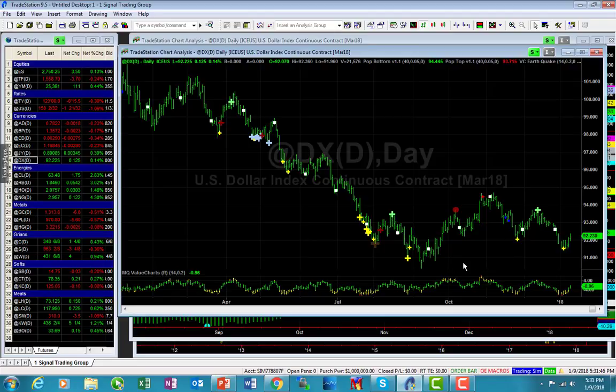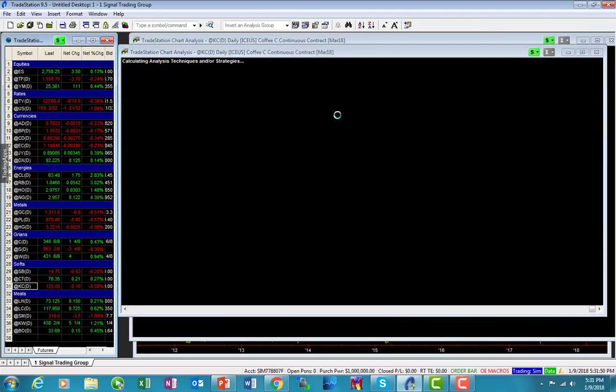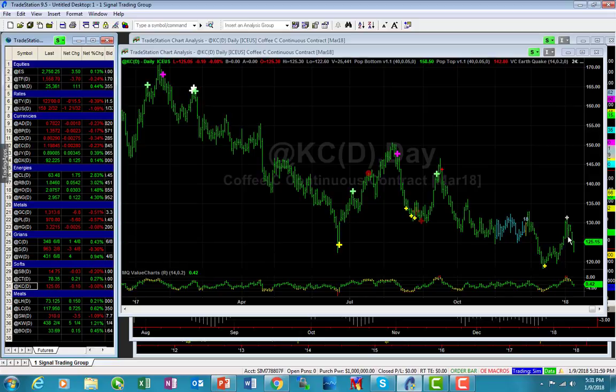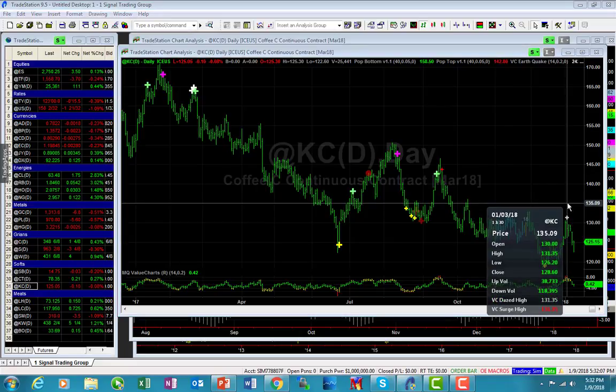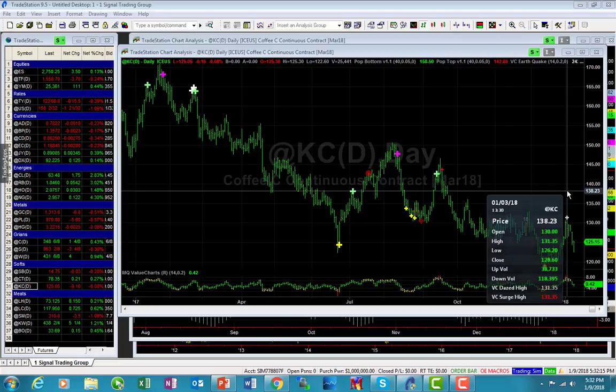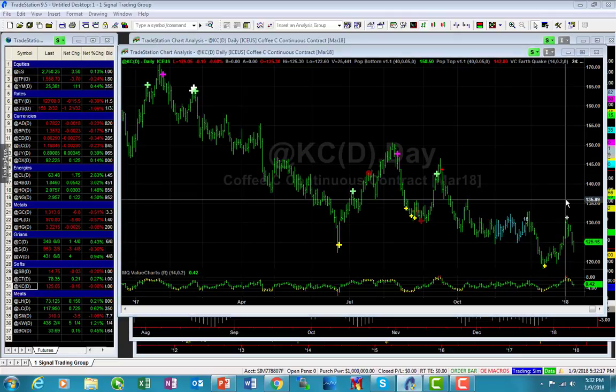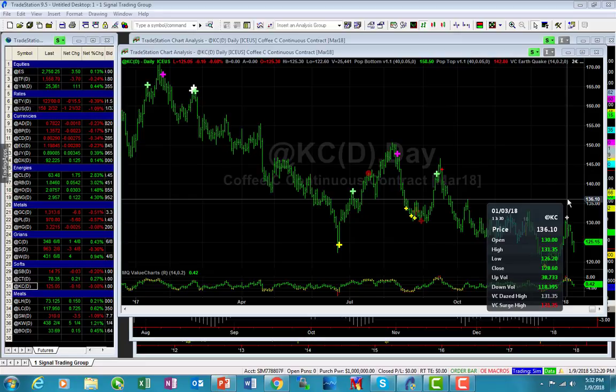One of the other markets I wanted to take a look at is coffee. In my case, I just simply click on coffee. The calculations will be made here, and we'll come up with another daily bar chart that will show coffee. In this case, 4 days ago, if we take a look at this bar right through here, back on the 3rd, we had 2 things occur. We had a dazed high. Hopefully you can see it there at the bottom, in the little pop-up window: a dazed high and a surge high.